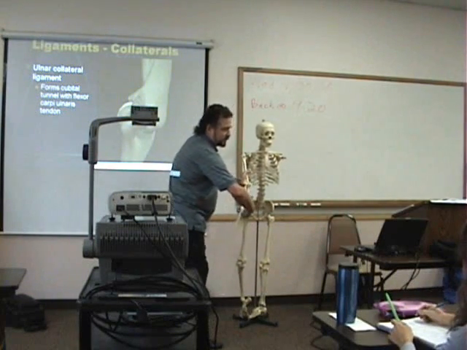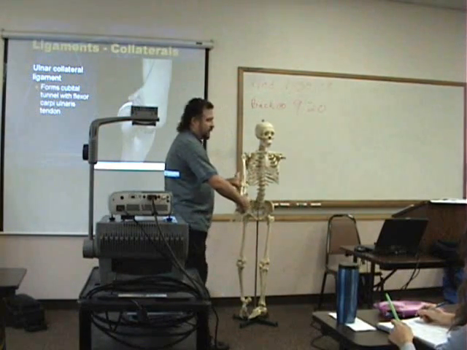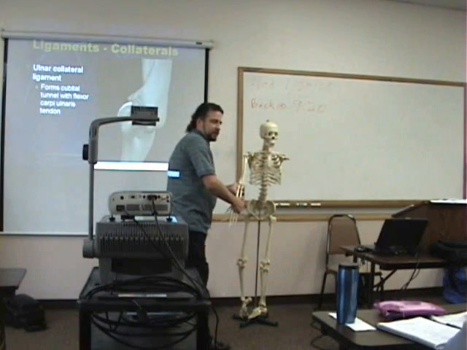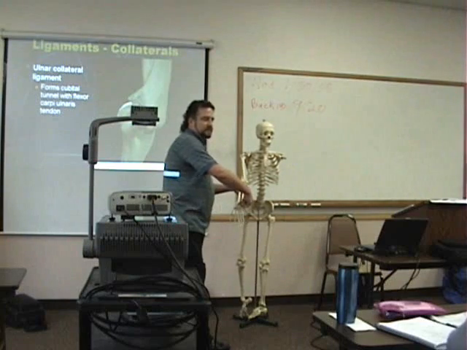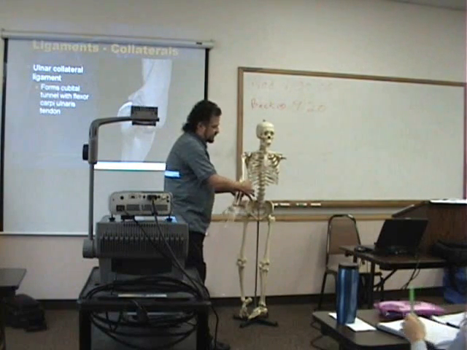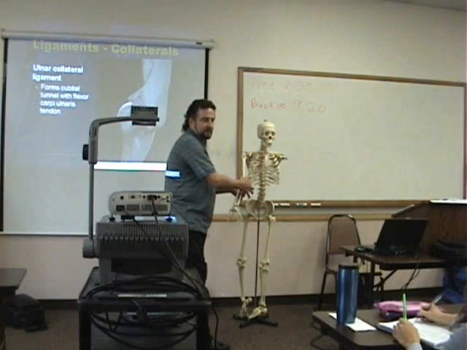So what you would do is test like this. Sometimes you might use your hand to stabilize here, or you might put it here, and you're basically moving like that. The distal portion is moving away from the midline of the body, so that's valgus, and we're stressing this ulnar or medial collateral ligament.